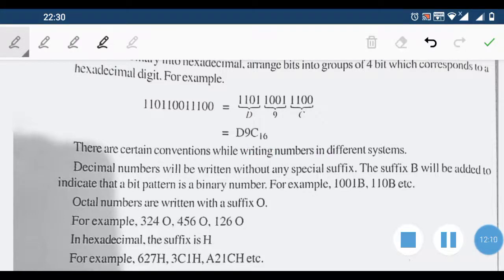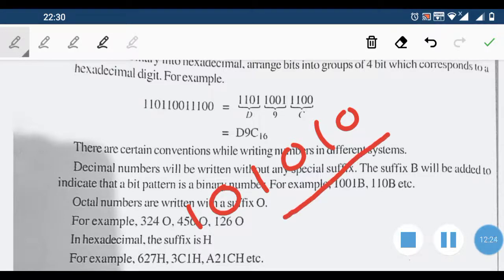Suppose you are provided with a number like this, 1 0 1 0 1 0. How can we convert this number into its corresponding hexadecimal? For that you have to group the number in the same manner. This is the first group of 4 bits. Then we have only 2 bits remaining, so you can add 2 zeros here to form another 4-bit group.